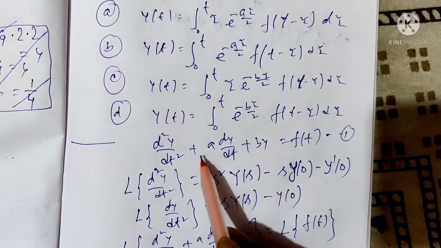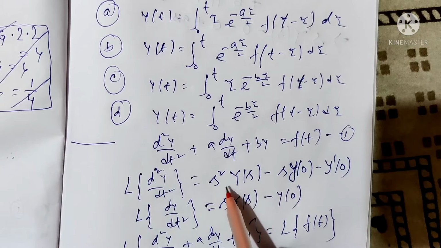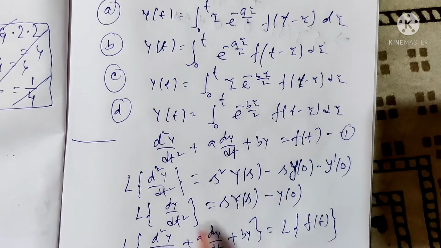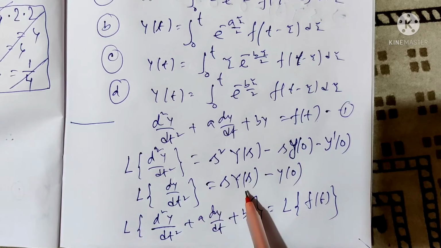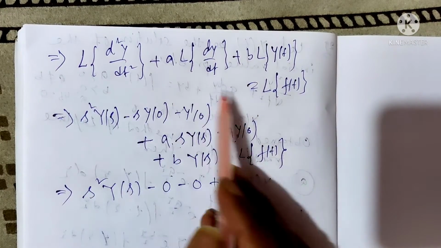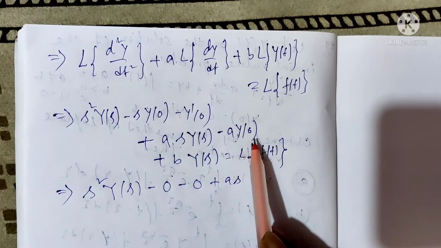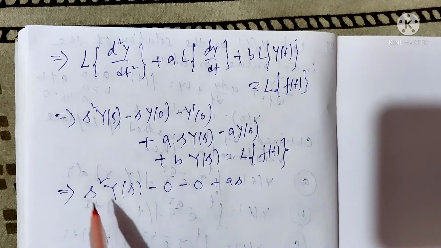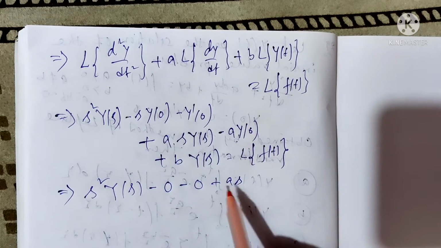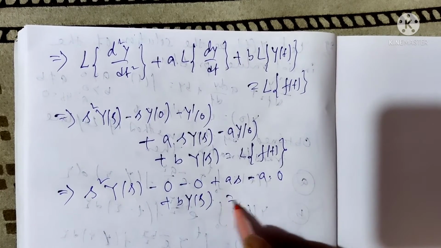Now the problem is d²y/dt² + a dy/dt + b y = f(t). The Laplace transformation of d²y/dt² is s² Y(s) minus s y(0) minus y dash(0), and the Laplace transformation of dy/dt is s Y(s) minus y(0). Now applying the Laplace transformation to this differential equation, L of (d²y/dt² + a dy/dt + b y) equals L of f(t). So s² Y(s) minus s y(0) minus y dash(0) plus a(s Y(s) minus y(0)) plus b Y(s) equals L of f(t). With y(0) and y dash(0) both 0, we get s² Y(s) plus a s Y(s) plus b Y(s) equals the Laplace transformation of f(t).